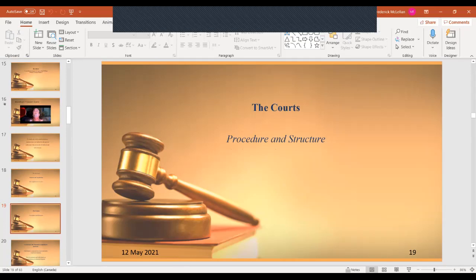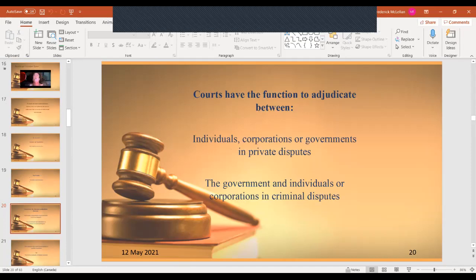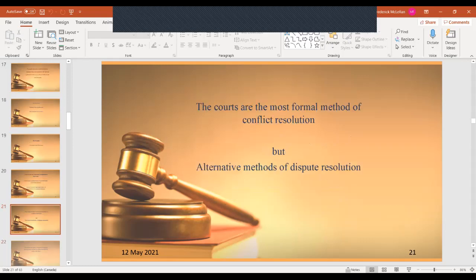Okay, so let's talk about the courts, procedure and structure. So in fact, how the Canadian court system is established and how cases proceed through the courts, okay? Courts have a function. Their primary function is to adjudicate, right? To listen and make decisions with respect to disputes between individuals, corporations, or governments, right? And the government can be in a civil dispute, civil, not Quebec, but civil being torts, property law. And likewise, courts are there when there's a dispute between the government and individuals or corporations, which is in fact the case in criminal disputes, all right?